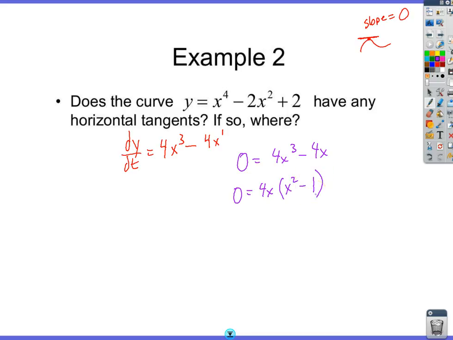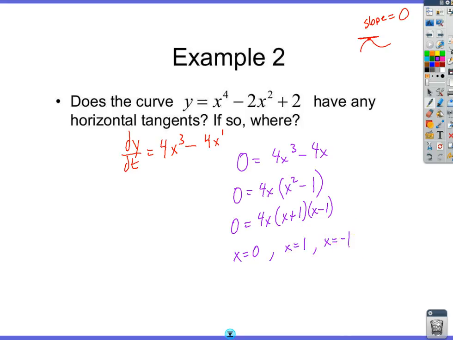Well, I can factor this even further, and I can say, well, it's 4x times x plus 1 times x minus 1. Now we go back to algebra 2 and we say, well, where is this going to be equal to 0? So this function is equal to 0 when x is 0, when x is equal to 1, and when x is equal to negative 1.